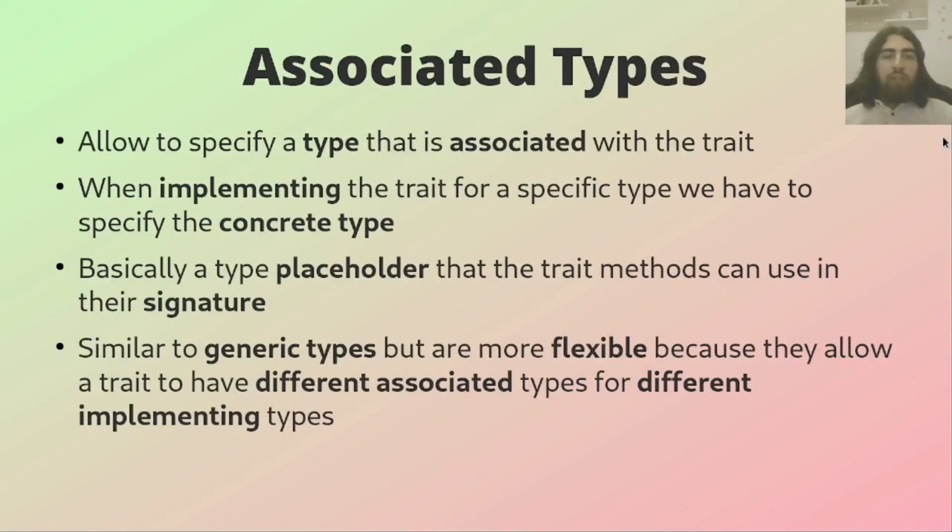So before doing more exercises on trait objects, I want to cover associated types. Now an associated type allows us to specify a type that is associated with the trait. When implementing the trait for a specific type, we have to specify the concrete type. It's basically a type placeholder that the trait methods can use in their signature. And it's similar to generic types, but more flexible because they allow a trait to have different associated types for different implementing types.